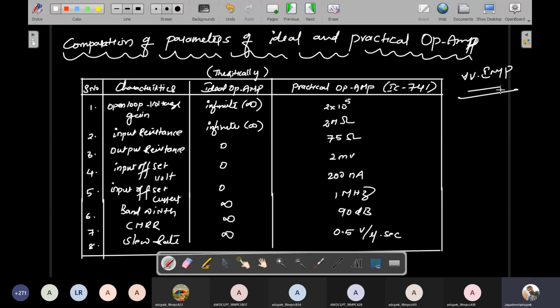Input offset voltage. Ideally it shows 0 value, but practically it shows 2 millivolt. Similarly, input offset current is also ideally 0, but practically it shows 200 nanoamperes.